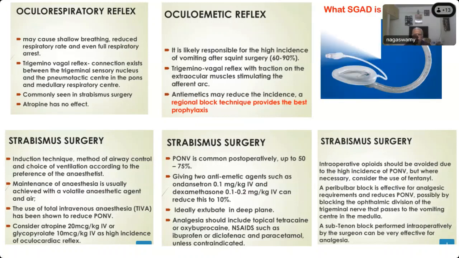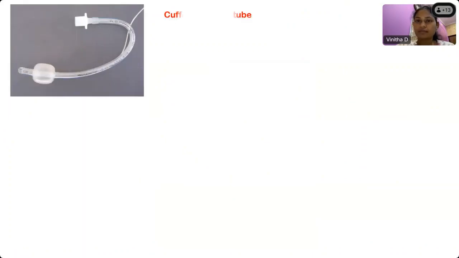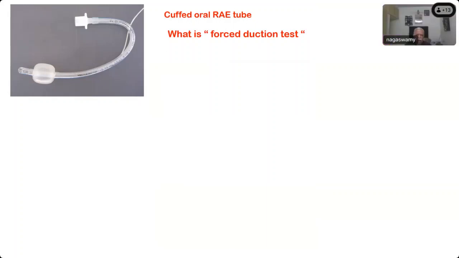So the supraglottic airway that is preferred is the flexometallic type of LMA. Okay, that's called LMA flexible. Or the other preferred technique is a cuffed oral RAE tube. And what is the forced duction test?